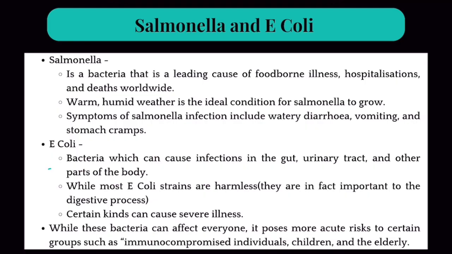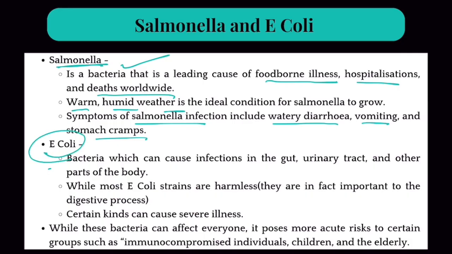So salmonella is a bacteria that is a leading cause of foodborne illnesses, hospitalizations, and deaths worldwide. It flourishes in warm, humid weather. The symptoms of salmonella infection include watery diarrhea, vomiting, and stomach cramps. So this bacteria is a risk.